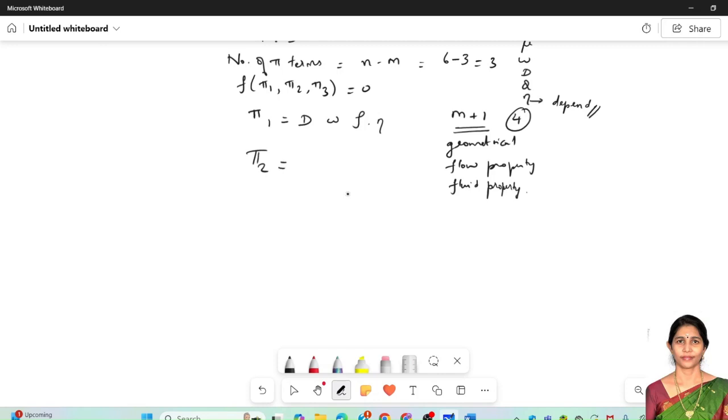Now we are going to choose the second pi equation. So this again will have D, omega, rho, and we are left with the other one. So I'll take mu here. And what about pi 3? Again D, omega, rho. And the next one will be Q, right? So this is the last one. So we have three pi equations because the number of pi terms is supposed to be 3 in our case. Okay. Now this will be raised to the power a1, b1, c1. This is a2, b2, c2, a3, b3, c3.